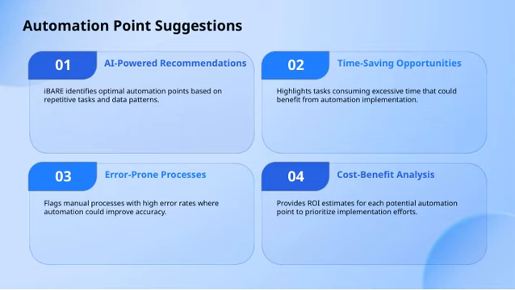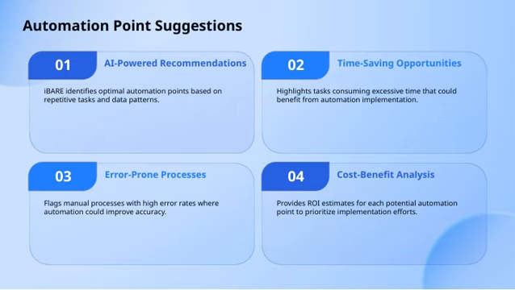First up, AI-powered recommendations. Here, iBARE helps us identify the best opportunities for automation by analyzing repetitive tasks and data patterns. This means we can target areas where automation will be most effective. Next, we have time-saving opportunities. This highlights tasks that currently take up a lot of our time, those prime candidates for automation to free us up and boost productivity. Then there are error-prone processes. These are manual tasks that often lead to mistakes. Automating these can significantly improve accuracy and reduce errors.